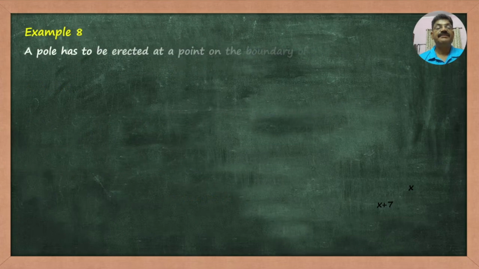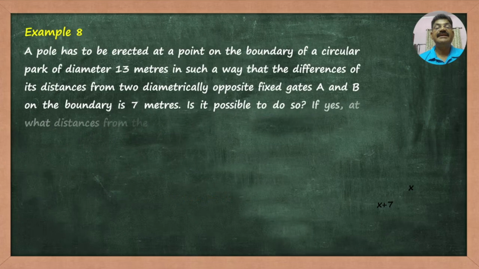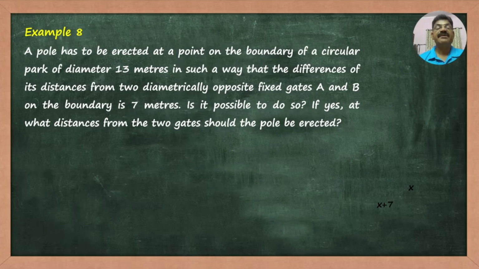Next example. A pole has to be erected at a point on the boundary of a circular park of diameter 13 meters in such a way that the difference of its distances from two diametrically opposite fixed gates A and B on the boundary is 7 meters. Is it possible to do so? If yes, at what distances from the two gates should the pole be erected? So you read the problem carefully, understand what is given and what is required.